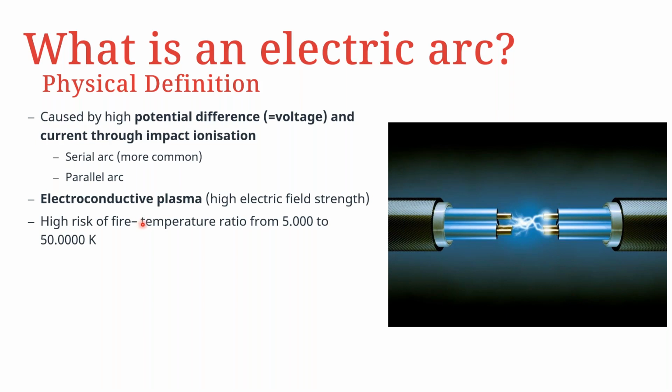In addition to that, we could also encounter what we refer to as the electroconductive plasma. So these are high electric field strength, and there is a considerable risk of fire out of this kind of arcs. So anything from about 5,000 to 50,000 degrees Kelvin causes a high risk of fire for any PV system.